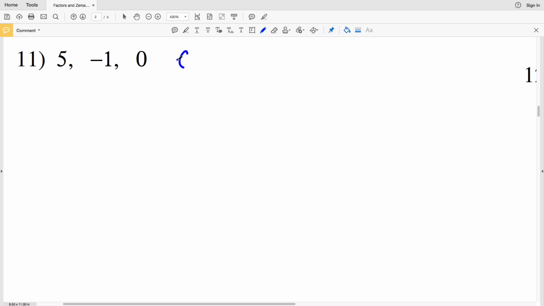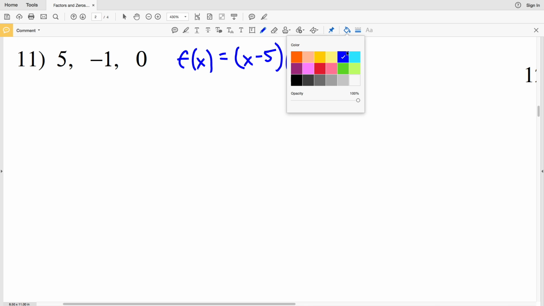In number 11, my function is going to be equal to 0 when x is equal to 5, so that's x minus 5, since 5 minus 5 is equal to 0, when x equals negative 1, so that's x plus 1, since negative 1 plus 1 equals 0, and when x is equal to 0, so multiplying that by x. So in order to solve, I'm going to FOIL my first two terms, and then multiply that by x.